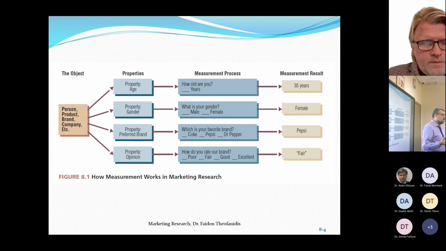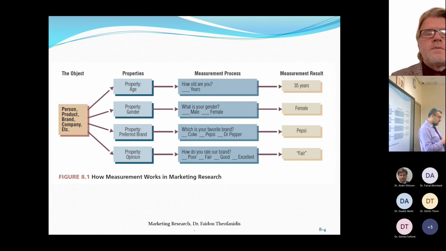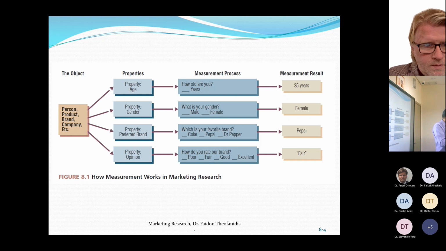But let's say my study is about examining the aggressive behavior of dogs. So in that case, with the observation method, the object is the dog. The observer is taking notes. So the object is what is being observed or who is being asked to give you the information you require. Now, we have certain variables or properties, for example, age, gender, preferred brand, or opinion.